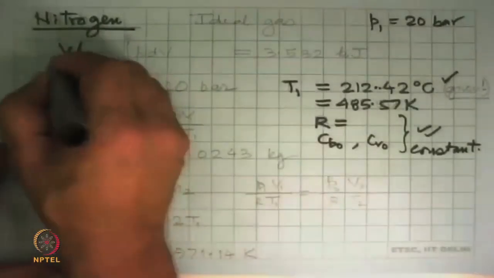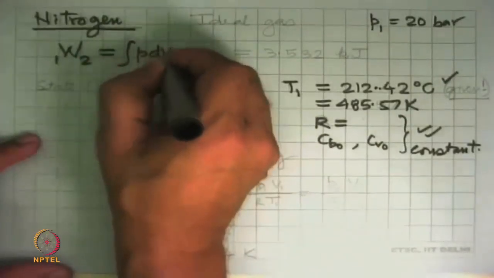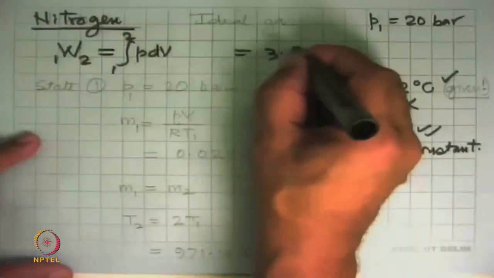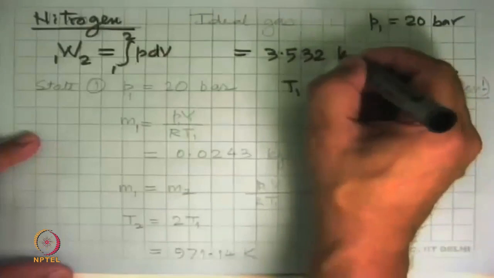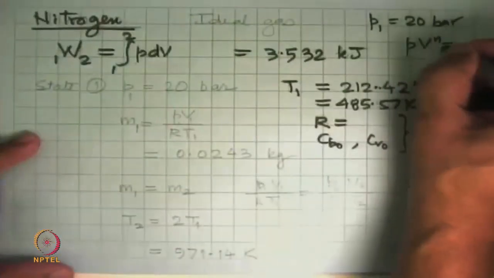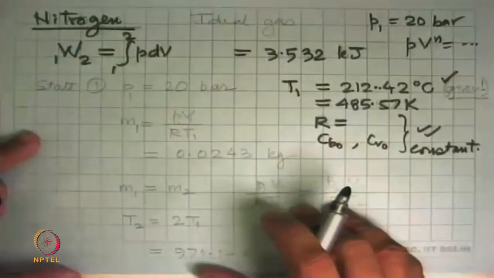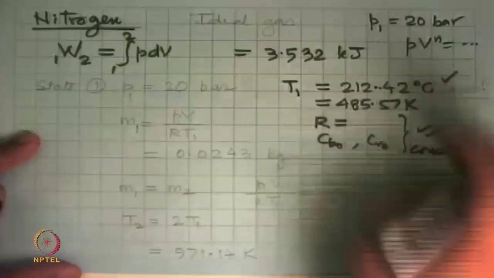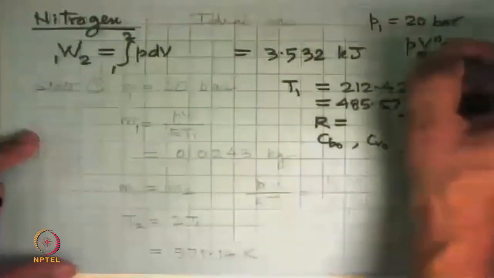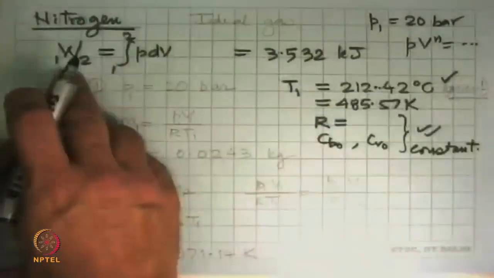It tells us that the integral PdV is going to be exactly the same. We have a constant pressure process, and so this we can write as 3.532 kilojoules. If this was PV to the power n equal to constant, then we would have done exactly the same thing and written that down over here. It depends only on P2, V2 and P1, V1. So we will now also need to know the final pressure and volume in the case of nitrogen, and from there we will have to calculate the work.